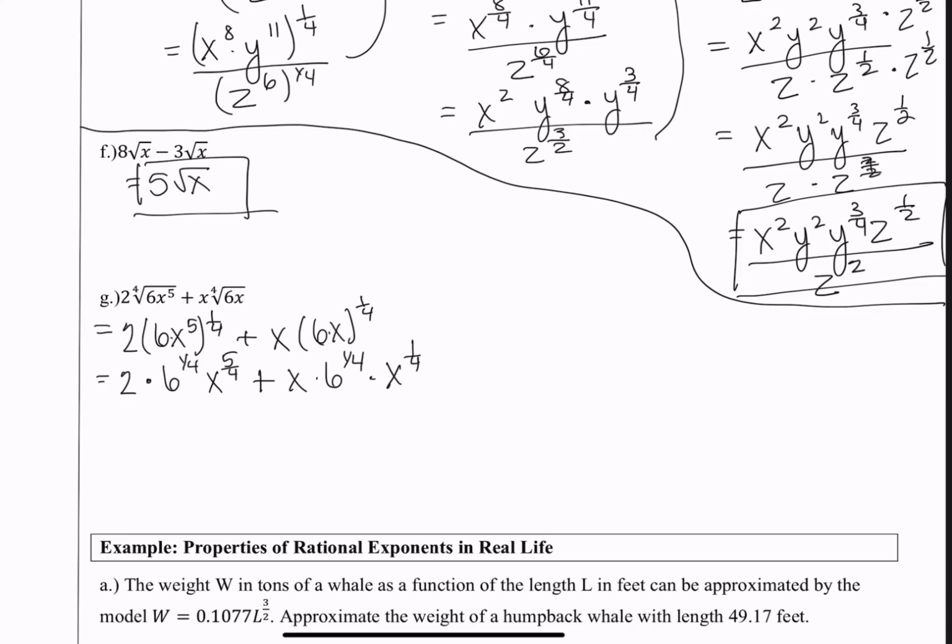From here, I think the only simplifying I can do is taking that x to the 5/4 power, because that is an improper fraction, and getting a whole out of that. So a 4/4.